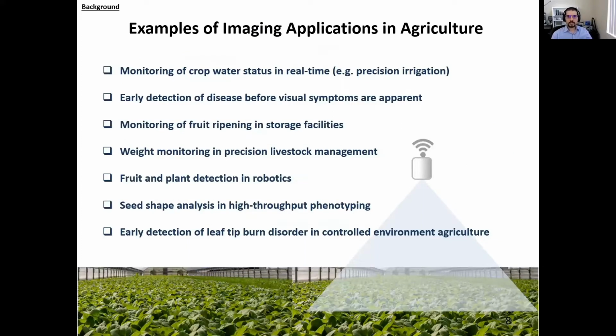There are many applications for imaging in agriculture, such as monitoring of crop water status in real time, early detection of disease before visual symptoms are apparent, weight monitoring, precision livestock management, and so on. Personally, I have been mainly focused on plant water status monitoring by combining thermal and RGB or thermal and multispectral imaging.